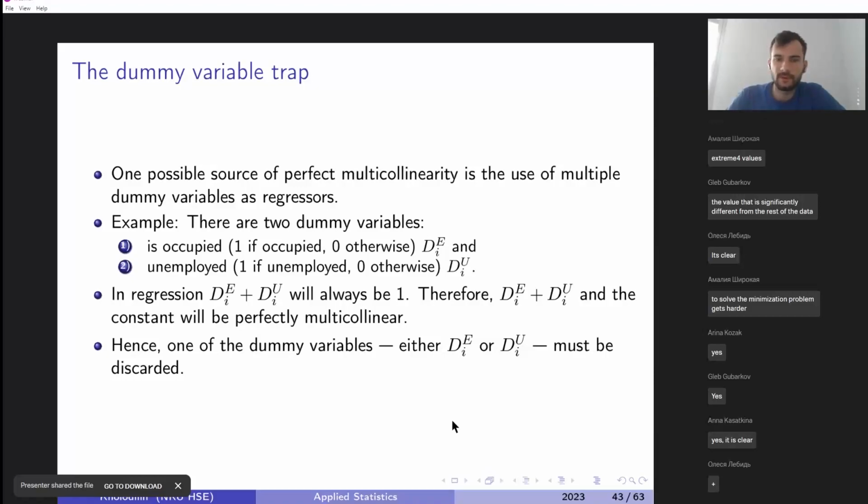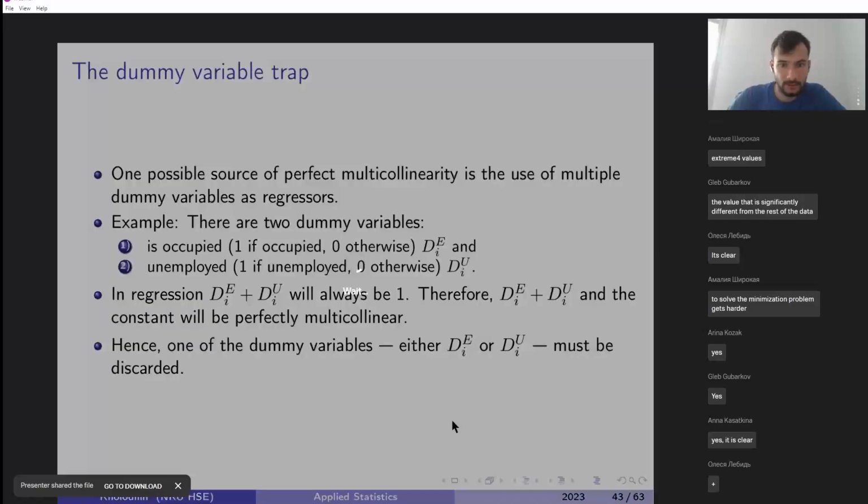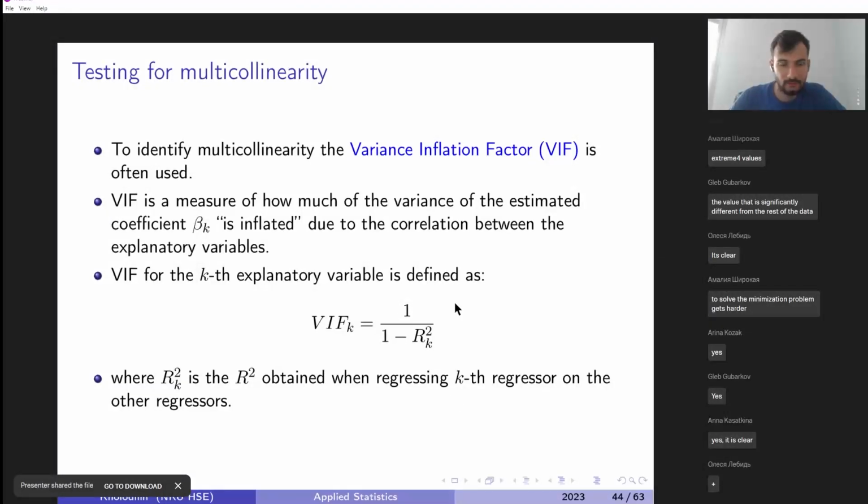Normally, it's the example with gender, male or female. But there can be another situation. You have lots of regressors, and one of them is explained by a combination, generally a linear combination, of other regressors.